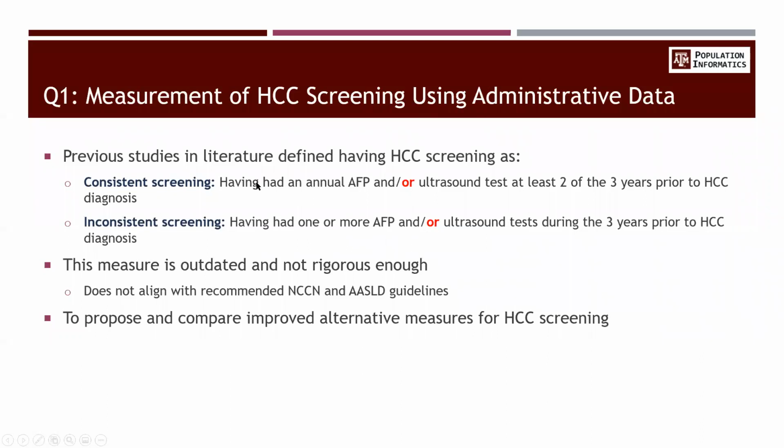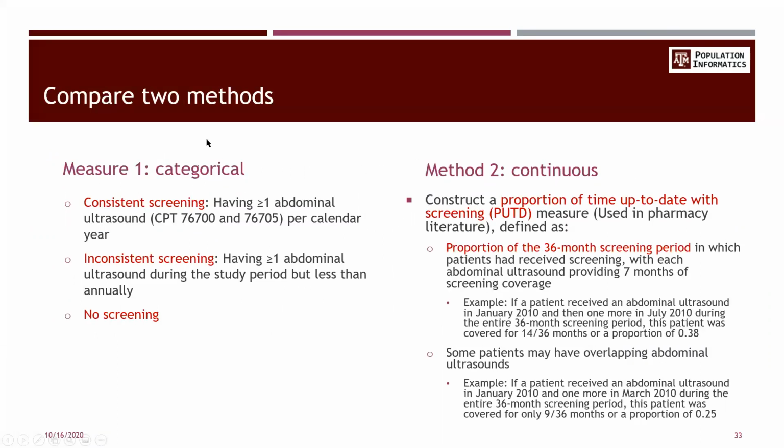I just explained how in the literature, the only things available for measuring HCC screening use a categorical variable of 3 categories: no screening, consistent screening, and inconsistent screening. We found that this was sort of out of date. It doesn't click very well with the 6-month recommendation. So our goal was to ask, can we do any better in measuring this in the claims data that we had?